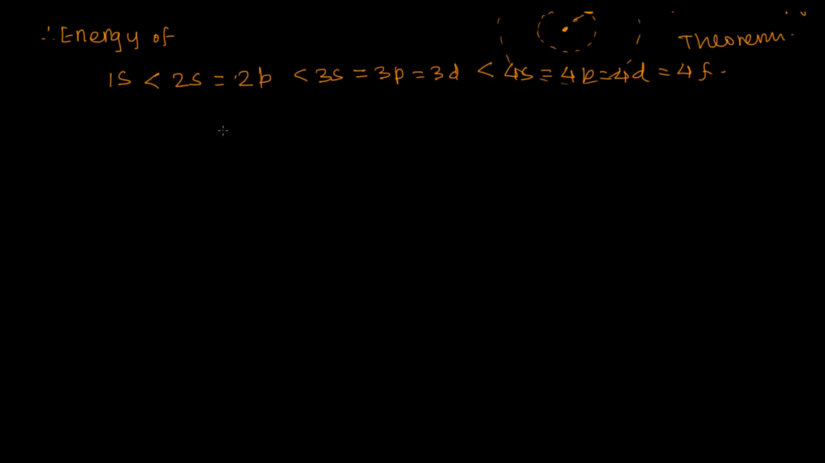If I try to draw this, let's say this represents the energy. Which of them has the least energy? 1s. So 1s is somewhere like here. Then 2s is at a higher energy, and 2p is alongside. 3s is at a higher energy, so this is 3s, this is 3p and 3d.